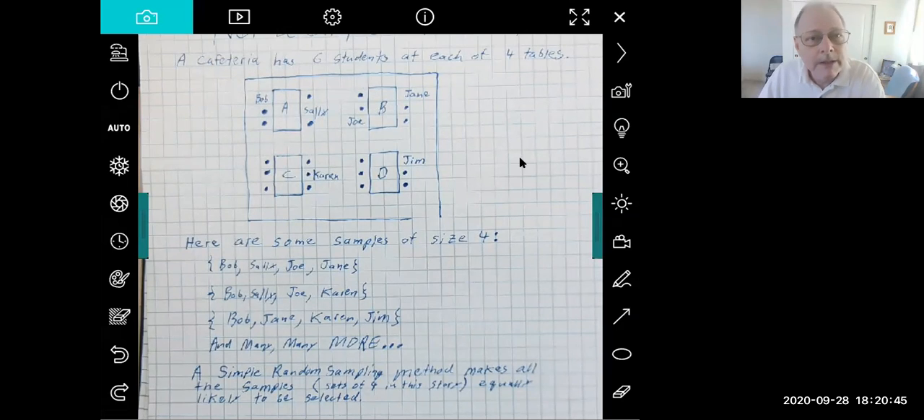So some of these samples could occur, others would be impossible. So they're not all equally likely. So that's not a simple random sample. What you'd have to do is put all the names on popsicle sticks in a box and shake it up and pick out a name, and then shake it up and pick out another name. And that way you get a simple random sample, because all combinations are equally likely.